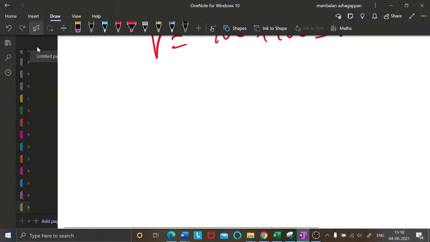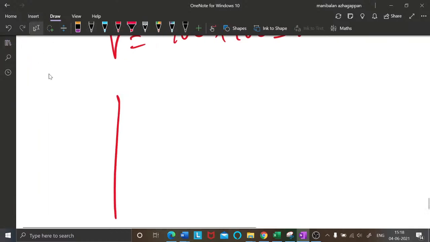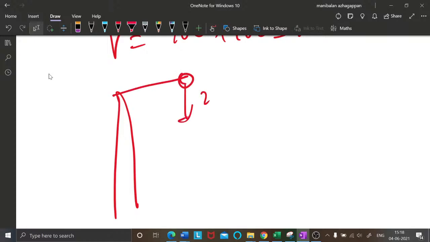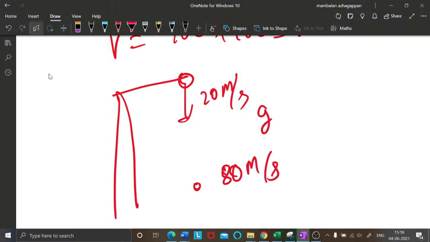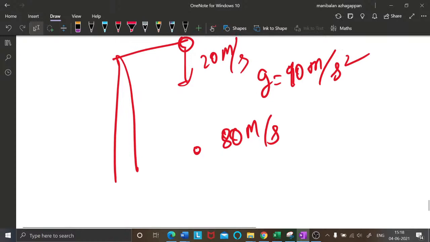Okay, from the top of the tower, they are throwing some ball or some object. Initially 20 meter per second, finally 80 meter per second. So gravity is how much? Gravity is 9.8 or 10, you can take it. Usually 10 meter per second square, easily you can take it. Now they are asking what is the distance.